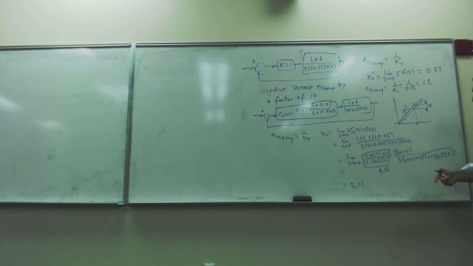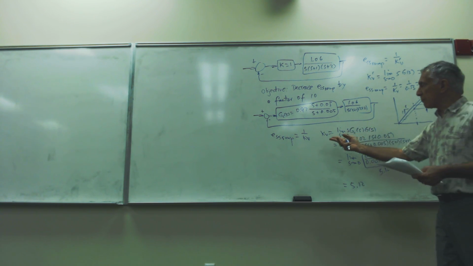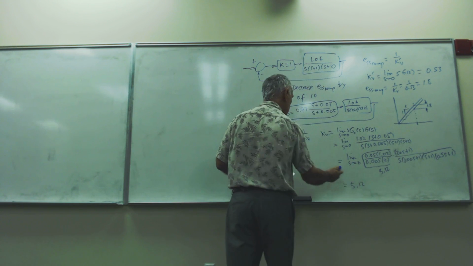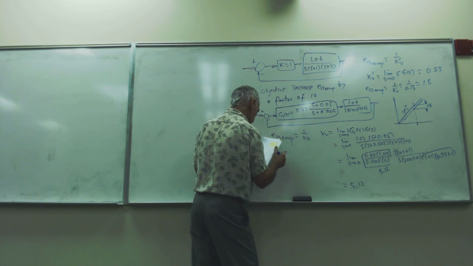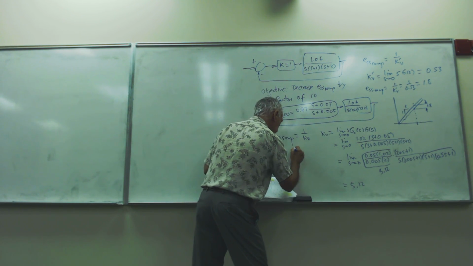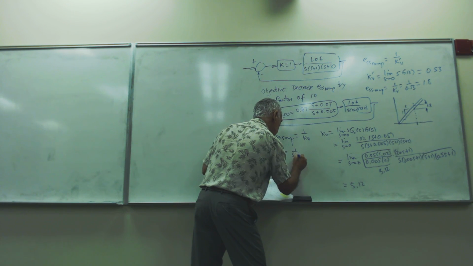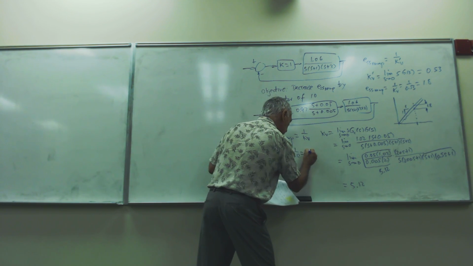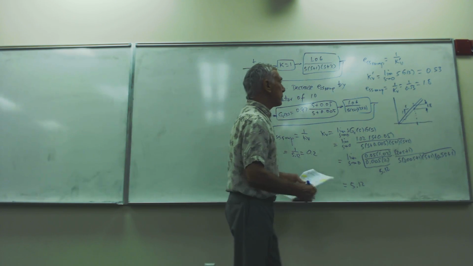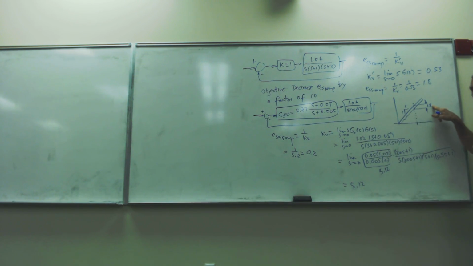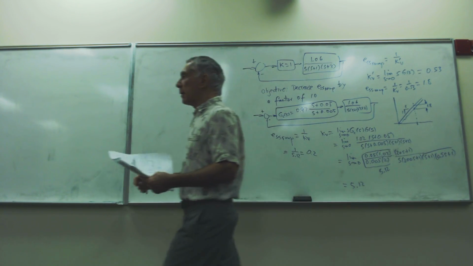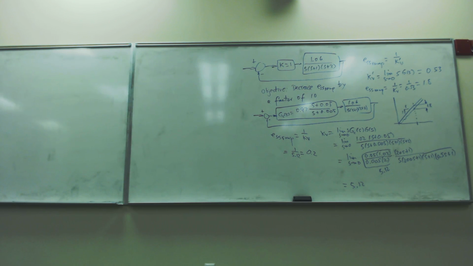Okay. So now let's find the ramp error. The ramp error is just the reciprocal of that. So the ramp error is going to be 1 over 5.12, equal to 0.2, as opposed to 1.8. So it has significantly reduced the steady state ramp error. Okay. So now let me show the plots here and the root locus.